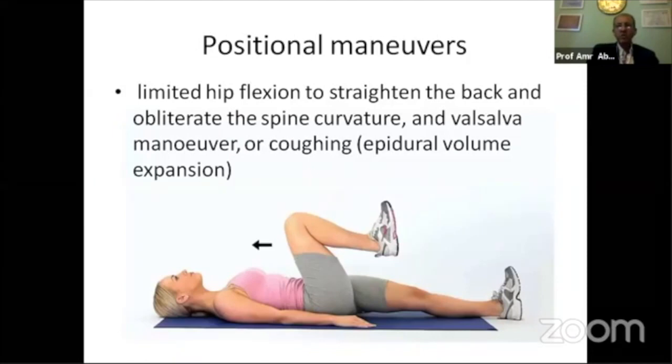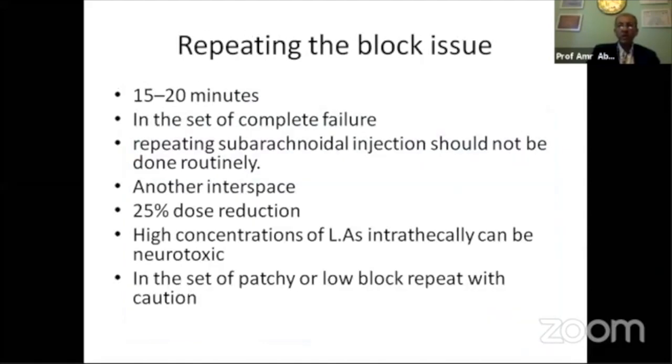This is the positional maneuver that we usually resort to. We ask the patient, before the motor block sets in, to do a flexion of the hip and flexion of the knee. This will help. Concerning repeating the block, you have to wait 15 to 20 minutes in the setting of complete failure. Repeating a subarachnoid injection should not be done routinely, and preferably use another space, with a 25% reduction in the dose of the local anesthetic, as a higher concentration of local anesthetic intrathecally can be neurotoxic.